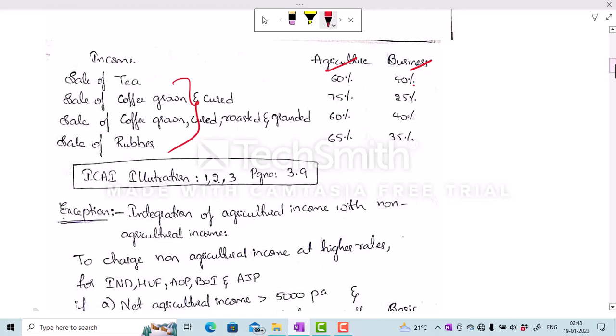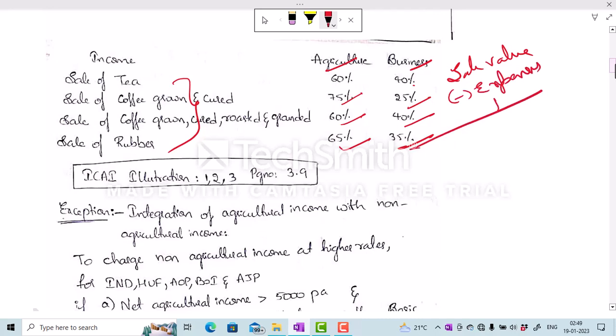For tea it is 60% agriculture income and business income will be 40%. For coffee grown and cured it is 75% agriculture income and 25% business income. For coffee grown, cured, roasted and ground, 60% is agriculture income and 40% is business income. For sale of rubber, 65% is agriculture income and 35% will be business income. See, they have given only four products here. If we have sold any other product other than these four products, then it is not simply sale value minus expenses.